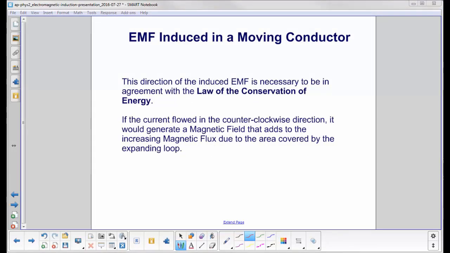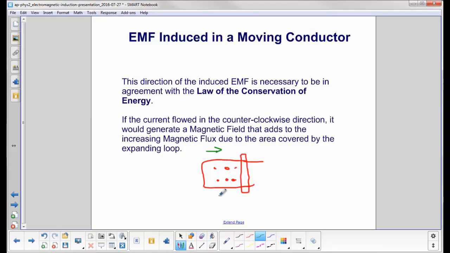Another way to look at that is that the direction of the induced EMF is necessary to be in agreement with the law of conservation of energy. And we're going to prove that by assuming the opposite. So here's the bar, and it was moving at constant velocity when it was in this field. And we showed on the last page that it will induce a current that is going this way. So we will have a magnetic field within the loop into the page, and that will help cancel out the increasing flux due to this magnetic field.